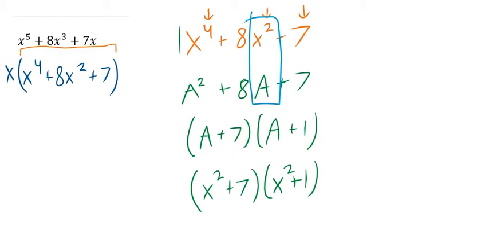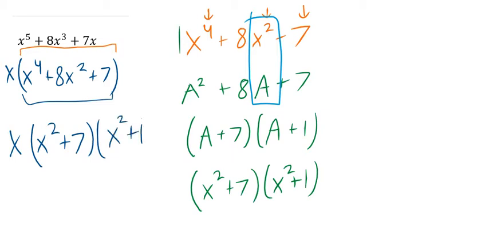which actually isn't my final answer either, because I need to remember that was just the orange part over here. So the final factoring is x times x squared plus 7, x squared plus 1. That whole thing is my final answer.